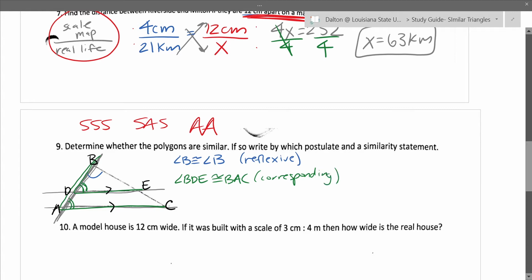So if they're corresponding, well, look what you just proved. You proved 2 pairs of angles are congruent. Therefore, we can conclude triangle DBE must be similar to triangle ABC by the AA postulate.